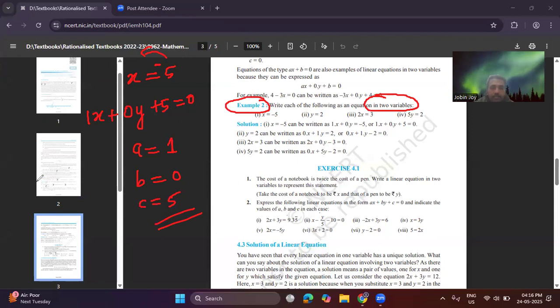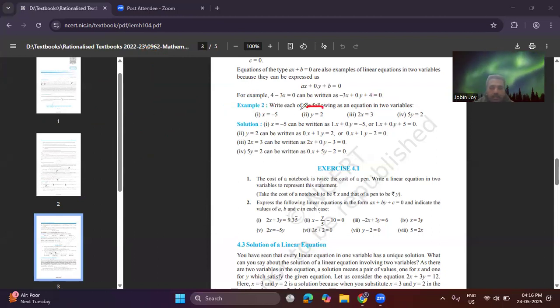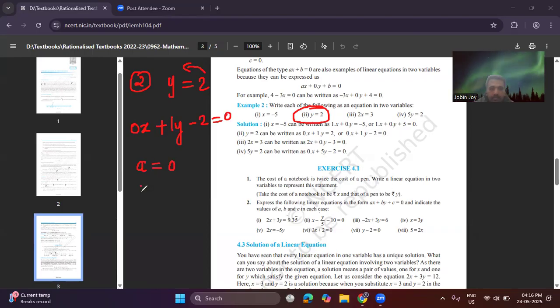Then second question. Second question is y equal to 2. So the first term is x. So there is no x term. There is no x variable, x term, right? So I can write 0x plus 1y. Shift this 2 to the left side. Minus 2 is equal to 0. So the value of a is equal to 0, b is equal to 1, and c is equal to minus 2.